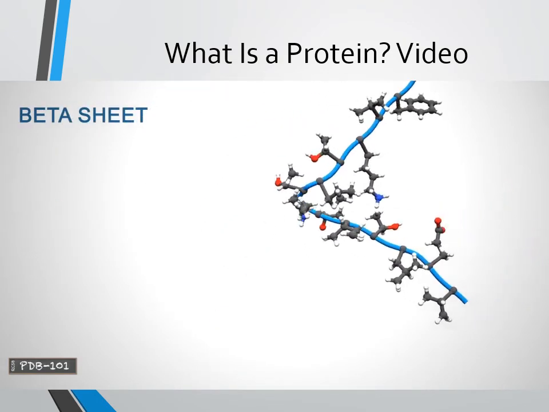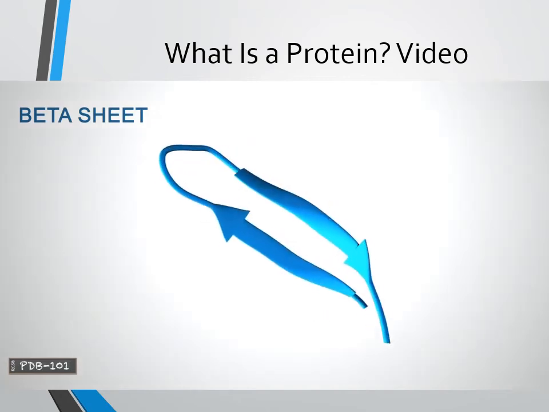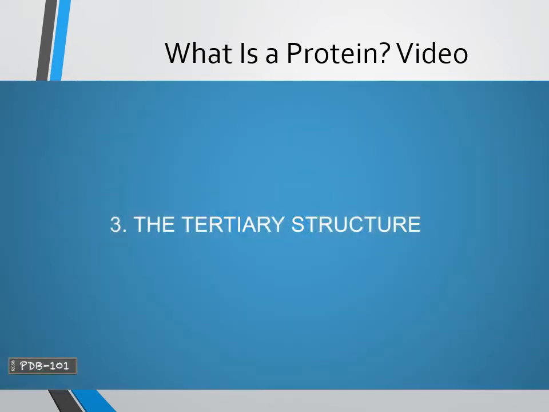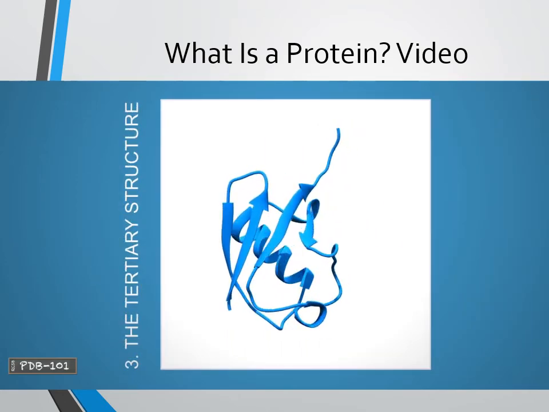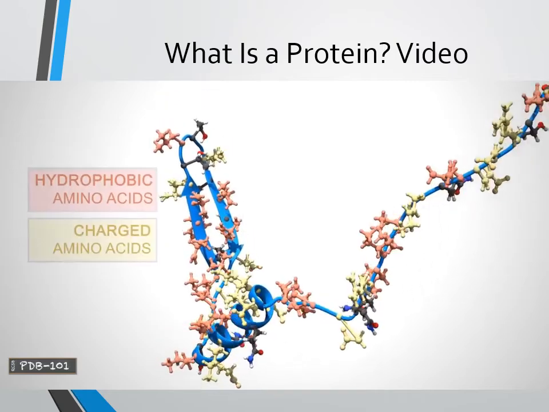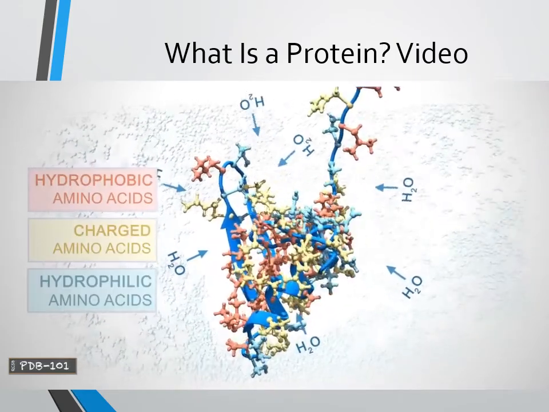Beta sheets are formed when hydrogen bonds stabilize two or more adjacent strands of amino acids. The tertiary structure of a protein is the three-dimensional shape of the protein chain. This shape is determined by the characteristics of the amino acids making up the chain.